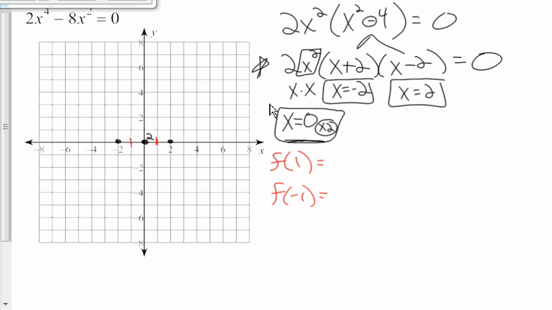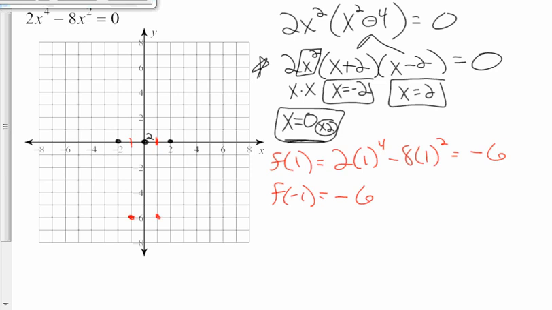So f of 1 would be 2 times 1 to the 4th minus 8 times 1 squared, and that equals negative 6. We do the same thing for f of negative 1. We plug negative 1 in, and we end up with negative 6 as well. So if we plot those, 1, negative 6, and negative 1, negative 6.